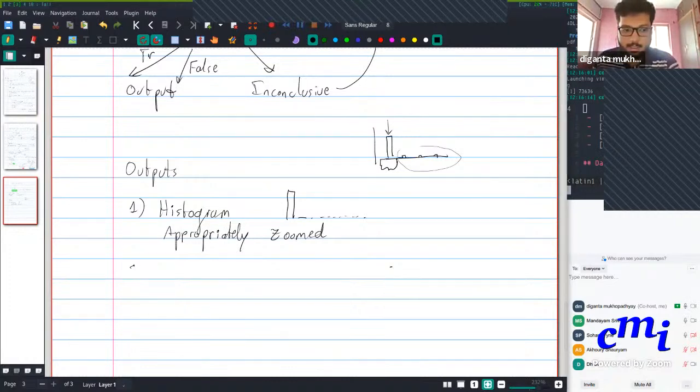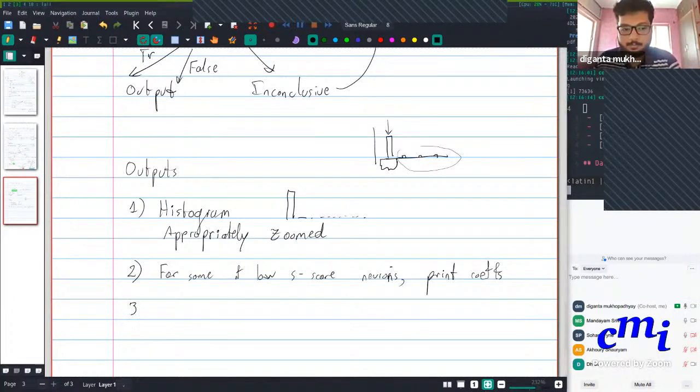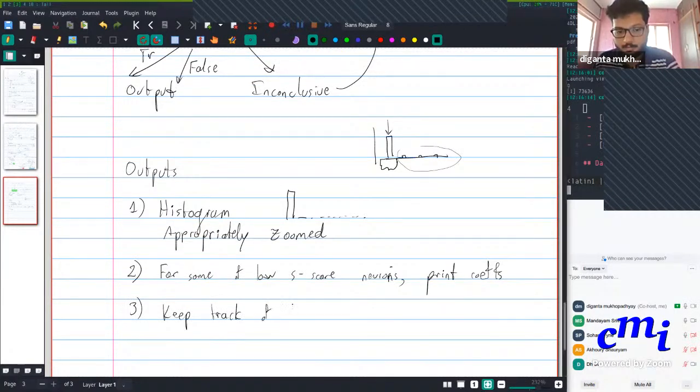The other thing is, for some of the lower coefficients of the low S-score neurons, print the coefficients. This will give an idea of what the best linear fit expression looks like. And also keep track of how many instances of corner cases 1 and 2 you're seeing.